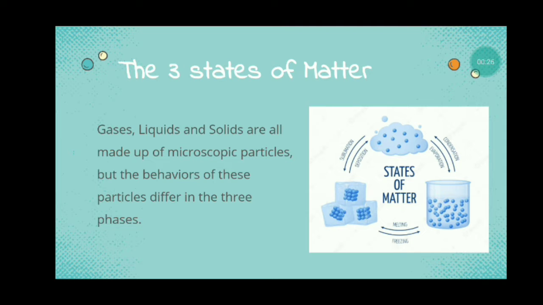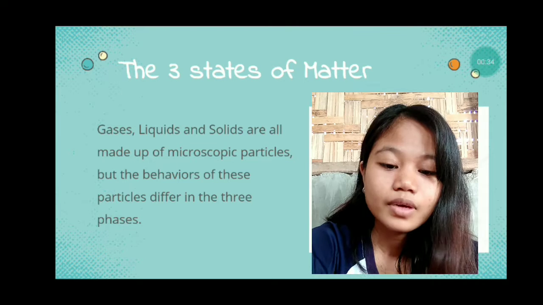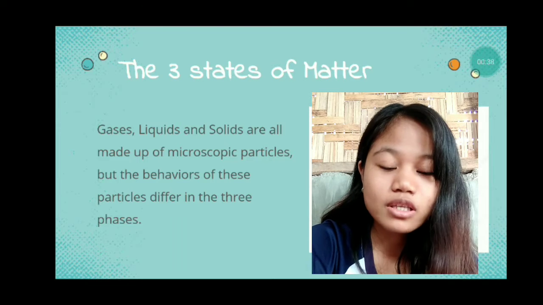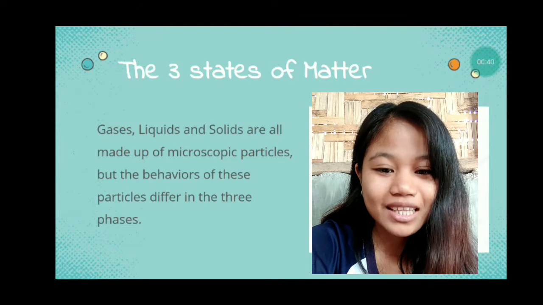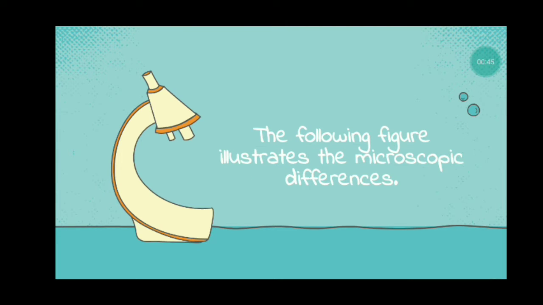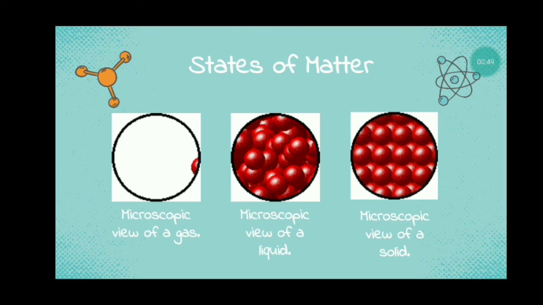Gases, liquids, and solids are made up of microscopic particles, but the behaviors of these particles differ in the three phases. They are made up of microscopic particles because they are composed of tiny particles that can be seen under a microscope. Let's proceed to the differences of these three states of matter. The following figure illustrates the microscopic differences.